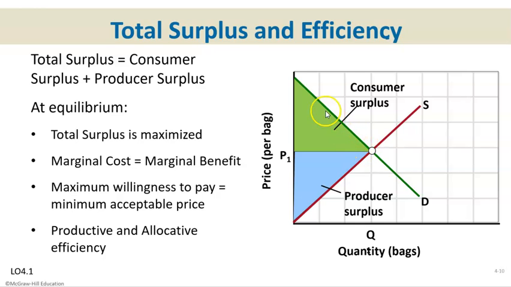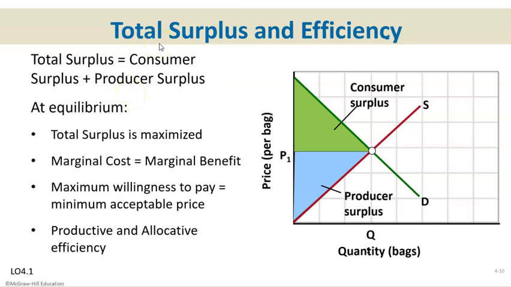So the top triangle, consumer surplus, is the difference between the demand curve and the price line. So it'll always be the top triangle. And the producer surplus is the difference between the price line here and the supply curve. So the producer surplus will always be the bottom triangle. The next thing that we're going to add here is called total surplus. So total surplus, we're just going to add the benefit of everyone in the market. So we're going to add up the consumer surplus and producer surplus, and you'll get the total surplus at the market.